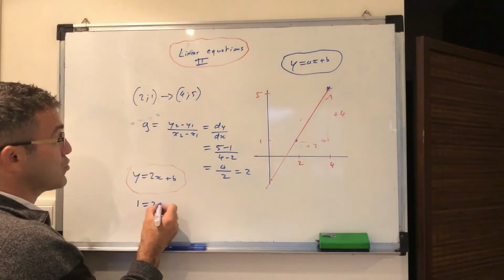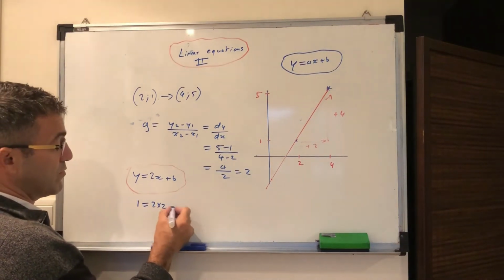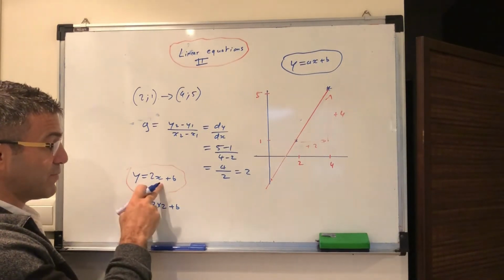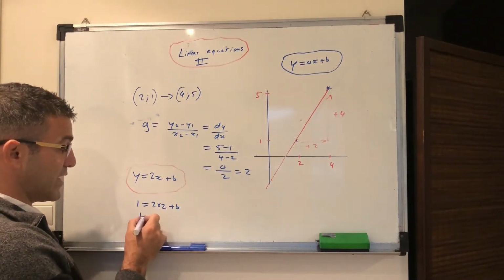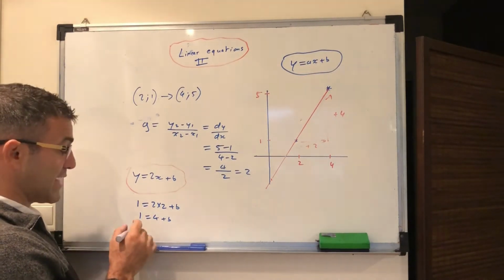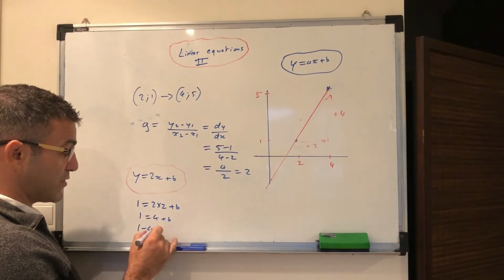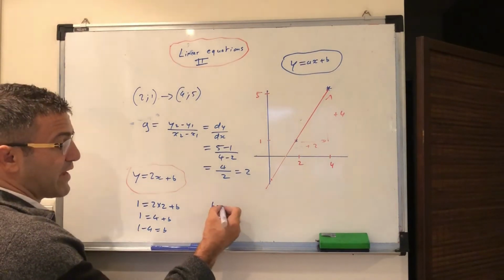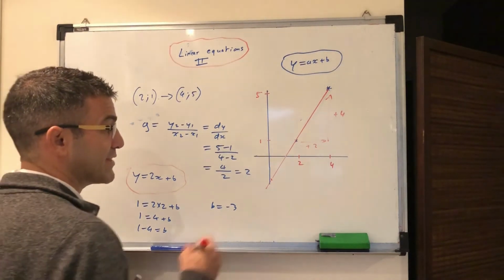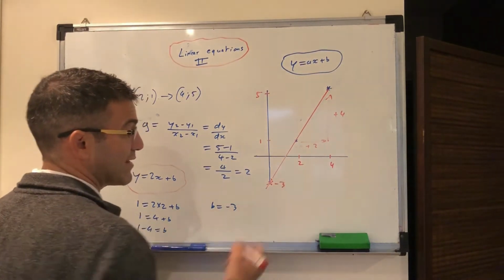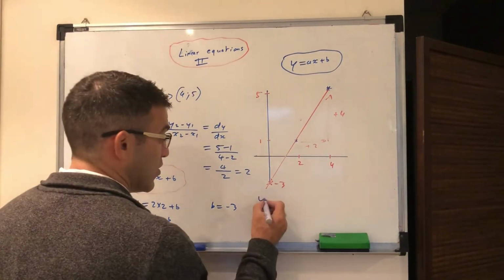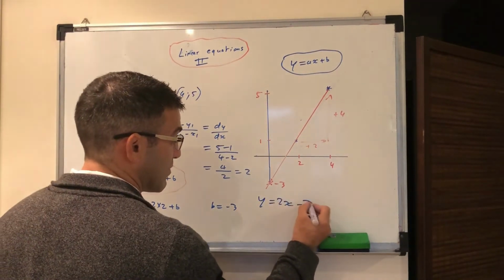So I'm going to do this. 1 equals 2 times 2 plus b. And that's going to help me to find the b value, because now I've got numbers here and I can figure out what the b value is. So I can say 1 equals 4 plus b. And if I move the 4 to the other side, plus becomes minus: 1 minus 4 equals b. My b value is negative 3. So I now know through algebra that this value here, what we call the y-intercept, is negative 3. So the equation of my line is y equals 2x minus 3.